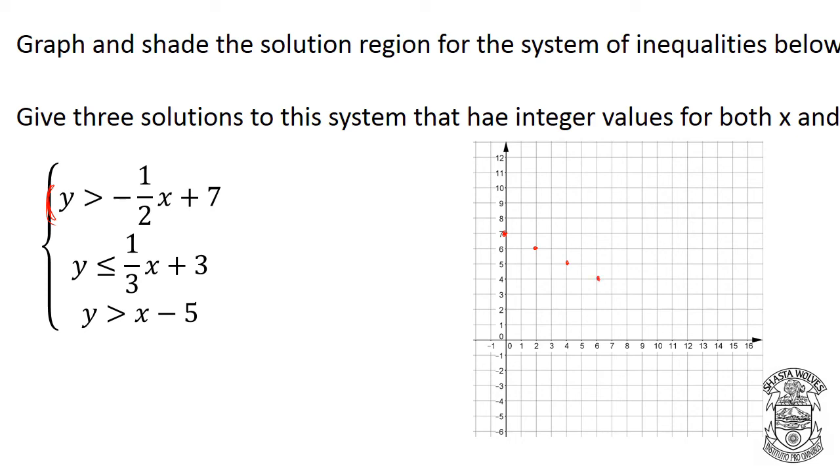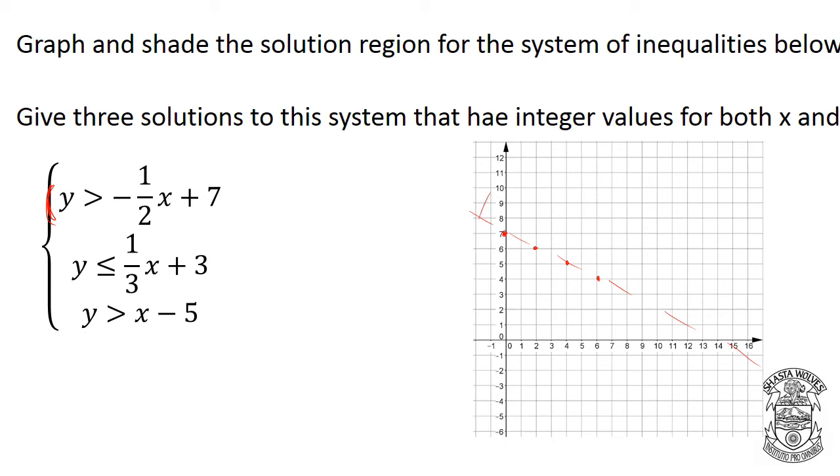So quickly we've got a pretty good idea what's going on here. And again, we said that this is going to have to be a dashed line. So I'm going to go ahead and just draw the dashed line that goes through here. And the last thing I want to note is that it is y's that are greater than this line.